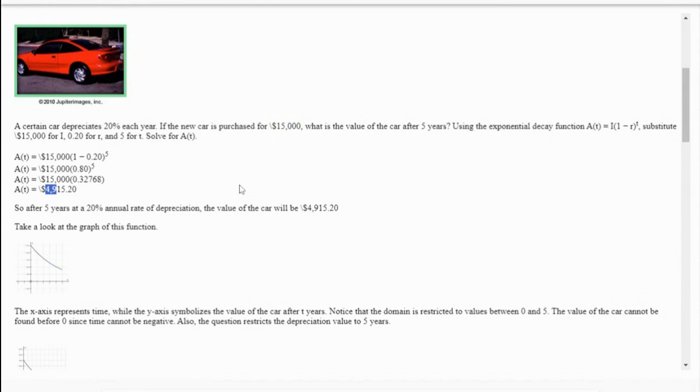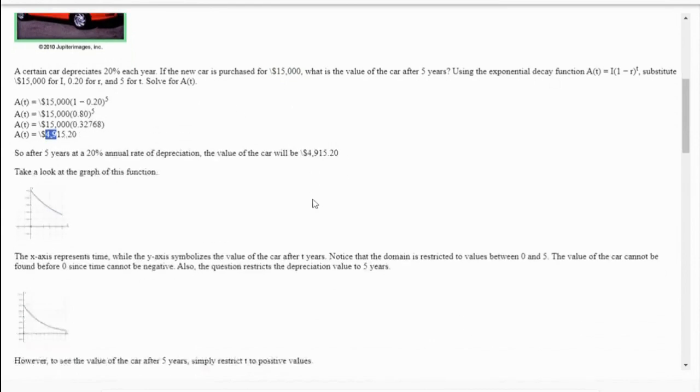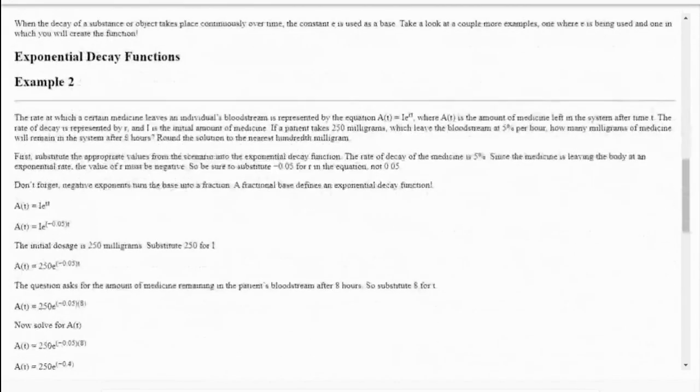Ours was a little more realistic with a $40,000 car, just because of the numbers. So, example 2. This is medicine. It's using that Pert formula instead of the other formula. So if you have 250 milligrams of a drug and it leaves your bloodstream at 5% per hour, after 8 hours, how much of that medicine is still in your bloodstream?